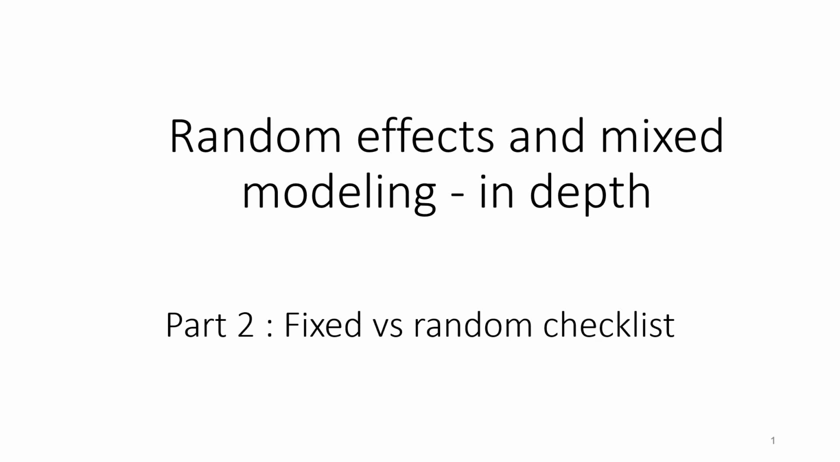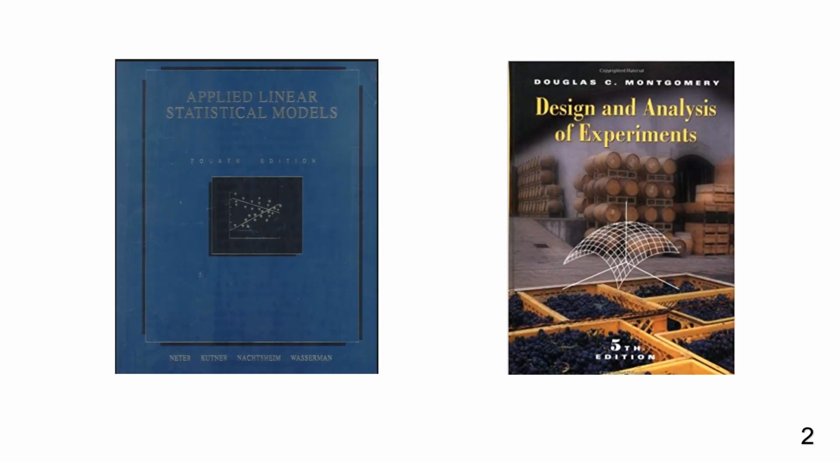In this lecture, we are going through a checklist that is used to classify a factor as either fixed or random. I compiled the checklist from a large number of sources, including the books by Natter and Montgomery that I used as a PhD student of statistics. These books are great in many respects, but they have a rather shallow coverage of the distinction between fixed and random factors.